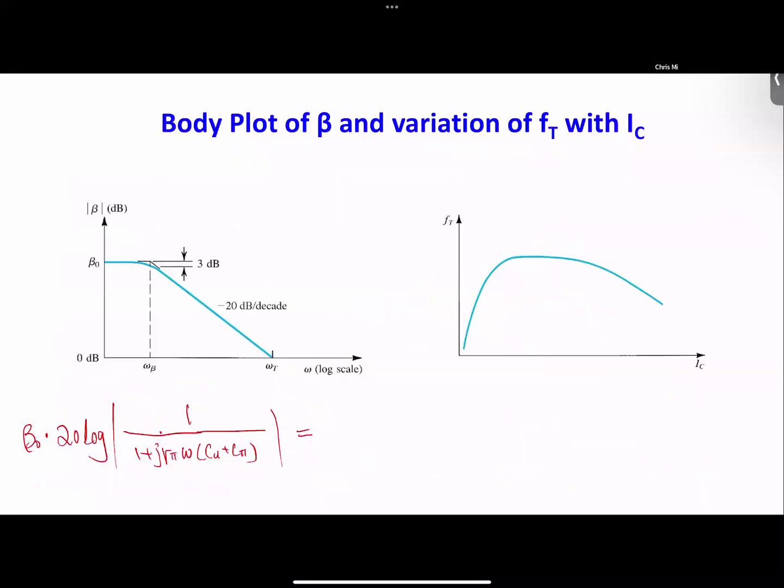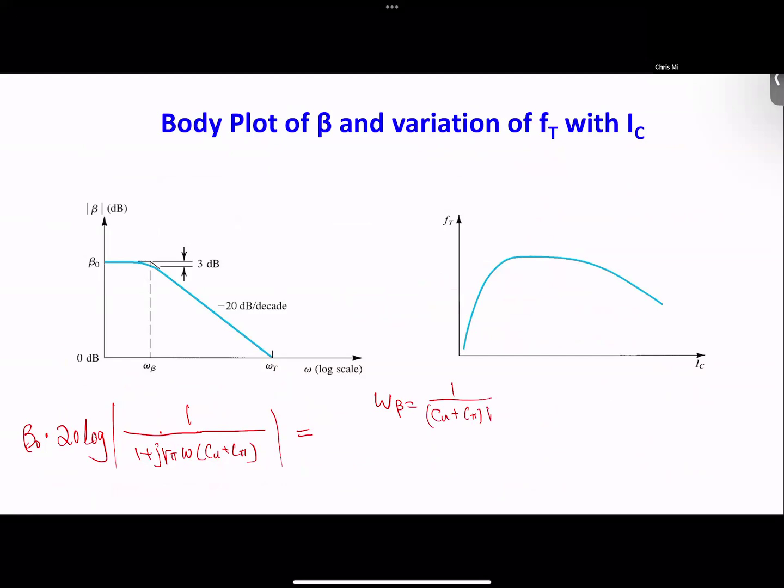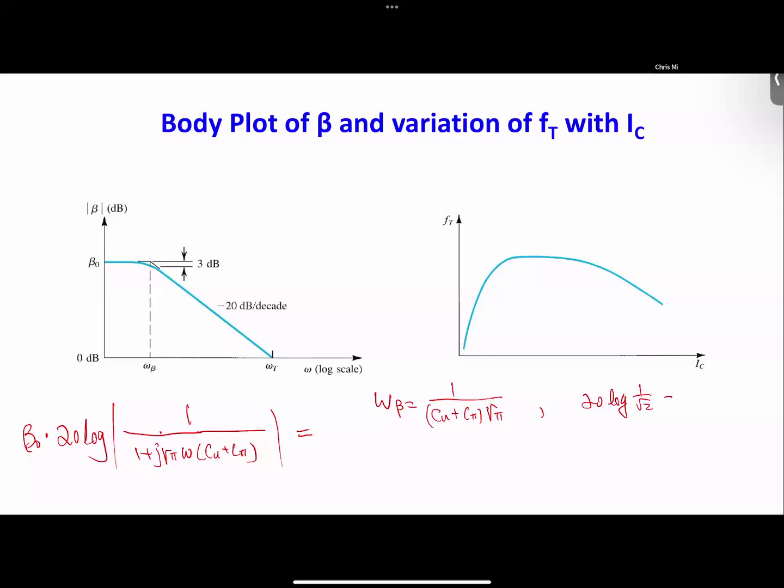Yeah. So at this point you get a 3 dB drop. If omega beta equals 1 over (c mu plus c pi) times r pi, and you plug this in here, that whole thing becomes 20 log of beta 0 minus 3 dB. So what we're drawing here is right over here.